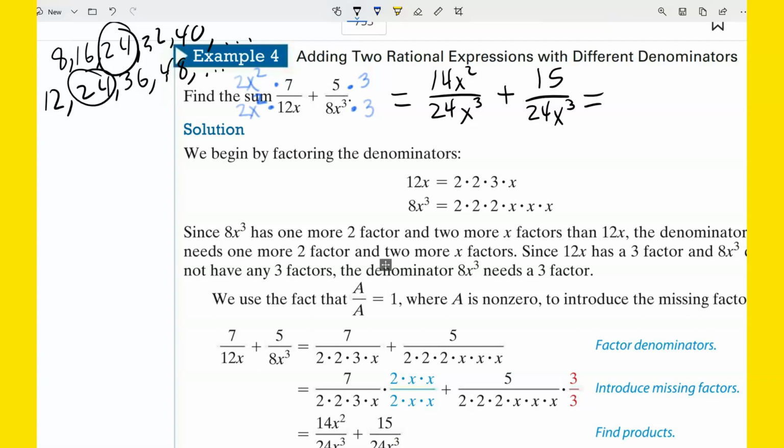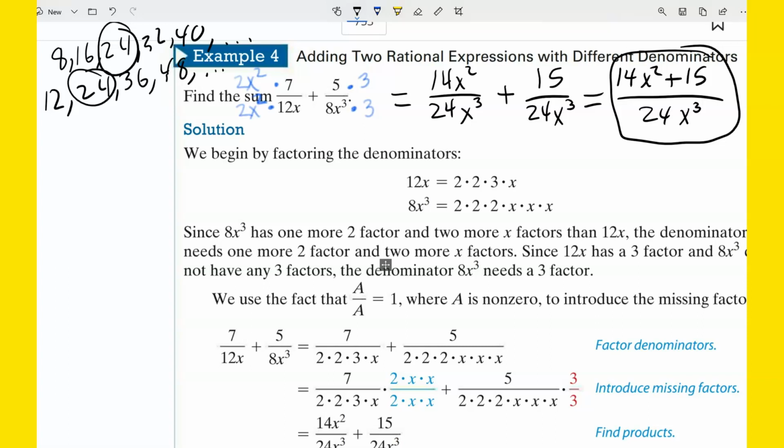So now I just combine it into a single fraction by combining any like terms that I have on top. I don't have any like terms on top, so I'm just going to write it beside each other. 14x squared plus 15 over 24x cubed. And it's now one fraction. And that's my answer.